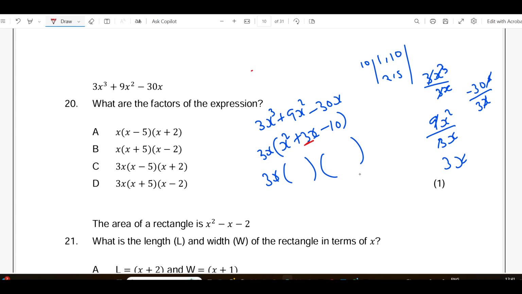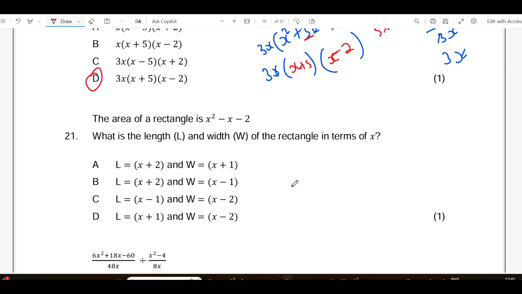When I multiply them, they must give me negative 10. It is 2 and 5. 5 minus 2 is 3. 5 times minus 2 is negative 10. The other brackets, x and x, the other bracket will have 5, and the other one will have negative 2. So the correct answer here is going to be D.